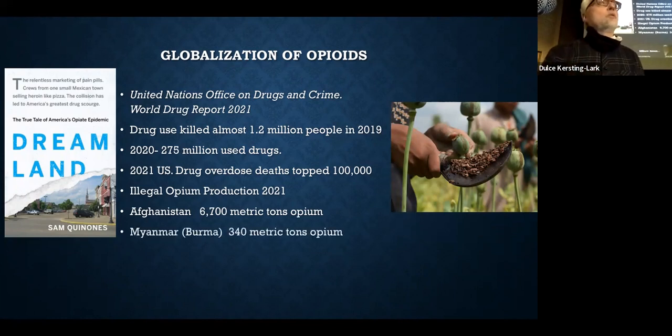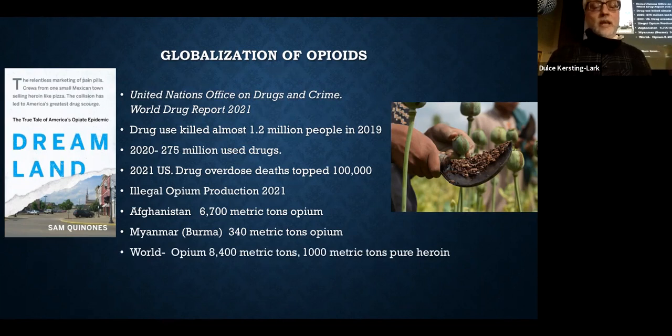Now, the number two country in the world for producing illicit opium is Myanmar or Burma, which produced 340 metric tons of opium. So you can see the difference: Afghanistan is still the number one. And it's going to be interesting to see what happens in Afghanistan with the Taliban, because in the past, the Taliban were very anti-opium and anti-drug. In fact, if you were caught growing opium poppies, you would have your hands chopped off. But then when the war happened and they started losing to the United States, they turned into a drug cartel selling illegal opium in the world in order to raise money to fight. And no one's sure what's going to happen now, whether they're going to continue with that or stop it again. But in the world, in 2021, 8,400 metric tons of illicit opium were produced.